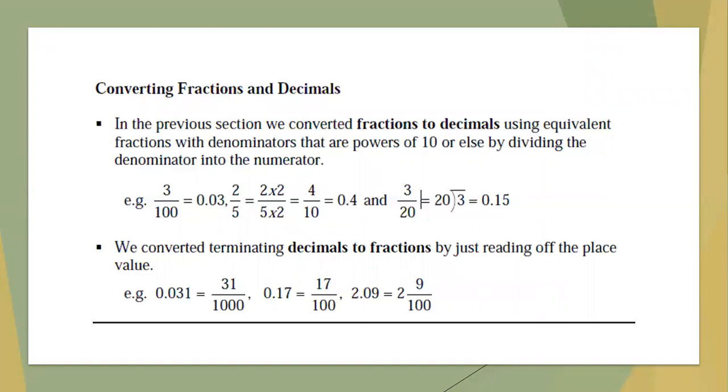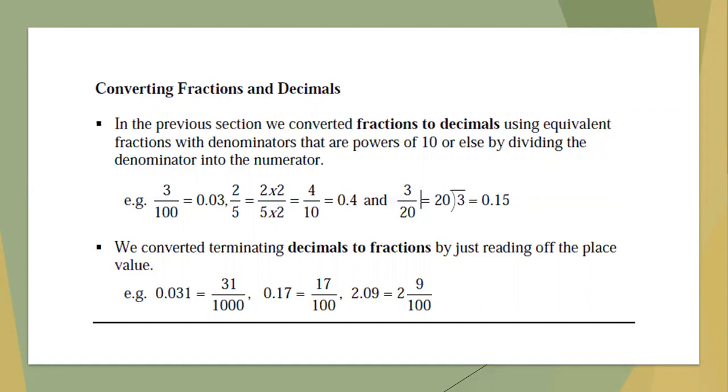Either it's above 100 or 10 or 1,000, and we convert it straight to a decimal, or we go ahead and divide. So we have 3 over 100 is 0.03. For 2 over 5, what they did here is multiply the 2 and the 5 by 2. They got 4 over 10, which equals 0.4, because 2 over 5 is equivalent to 4 over 10.